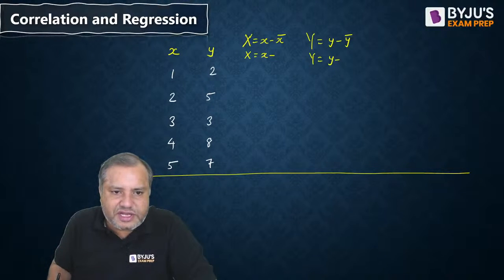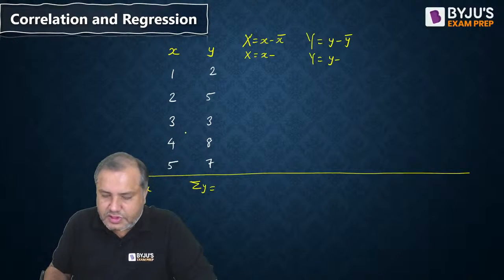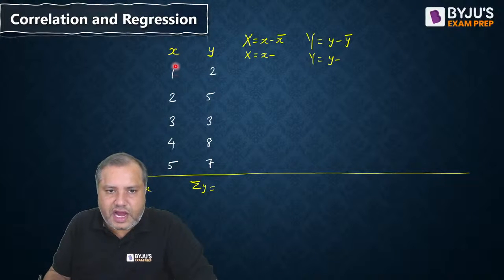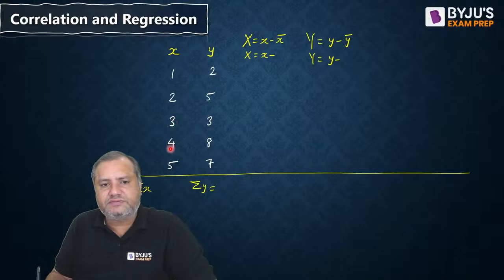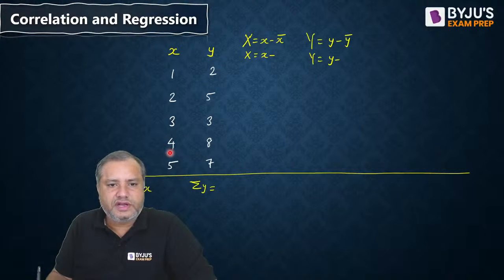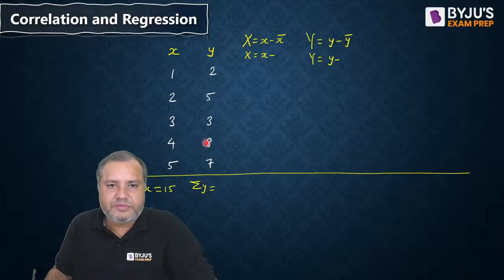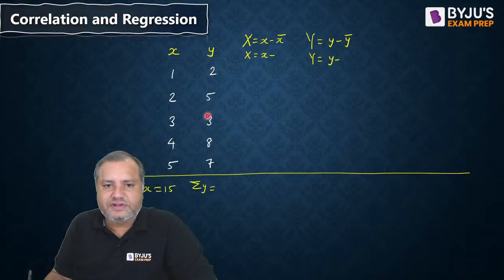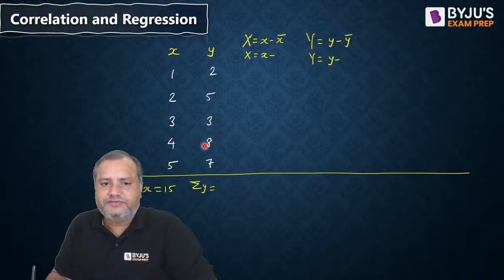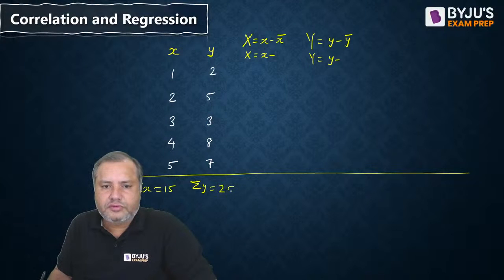First we will find summation X, then we will find summation Y. Summation of X, addition of values of X: 1 plus 2, 3, 3 plus 3, 6, 6 plus 4, 10, 10 plus 5, 15. Summation Y: 2 plus 5, 7, 7 plus 3, 10, 10 plus 15, 25. Correct?